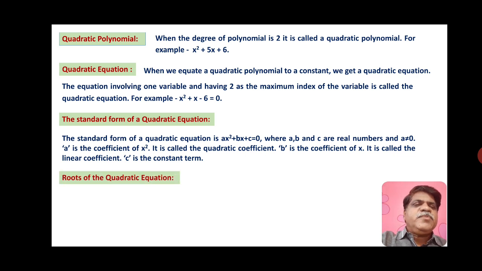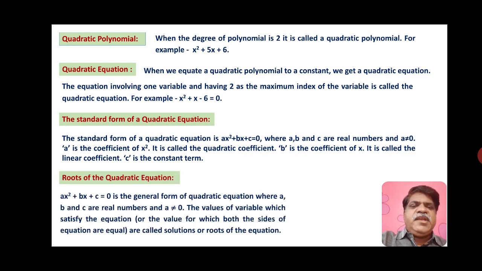Friends, what are the roots of a quadratic equation? Ax square plus bx plus c is equal to 0 is the general form of a quadratic equation, where a, b and c are real numbers and a is not equal to 0. The values of the variable which satisfy the equation, or the values for which both sides of the equation are equal, are called the solutions or the roots of the given equation.